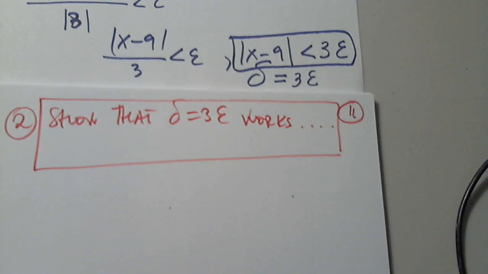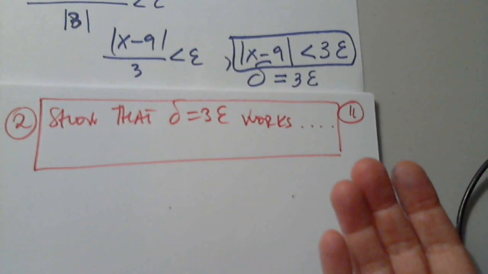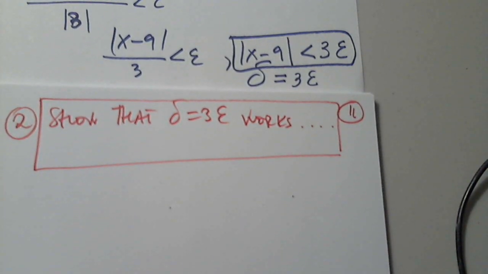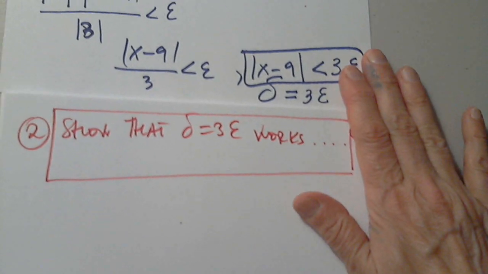The sentence tells me that you know that the double equivalency symbol says show from here to here, and then show from here to here. I don't want you to do the steps, no. Just say show that delta equals 3 epsilon works by reversing the steps from number 1. That's it. You're not required to perform any steps per se.